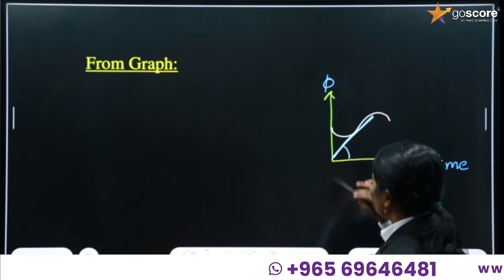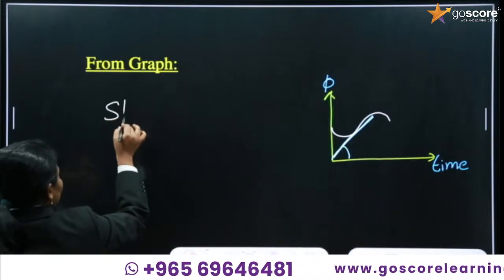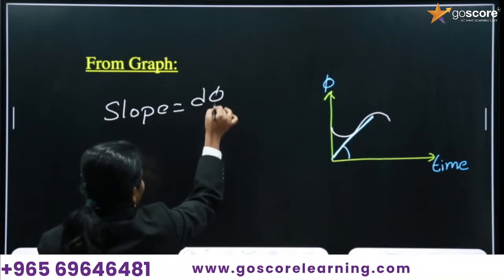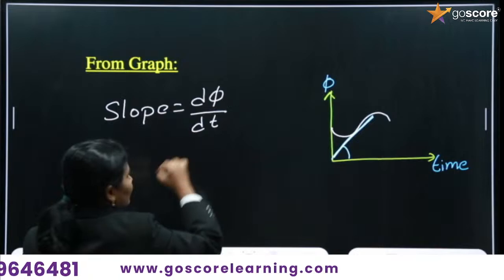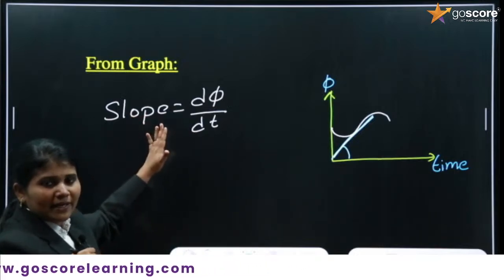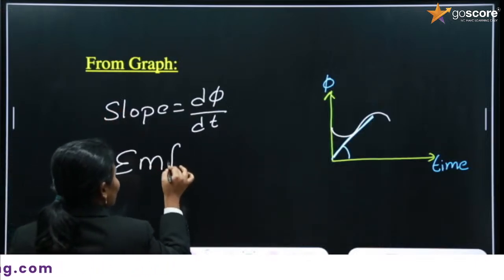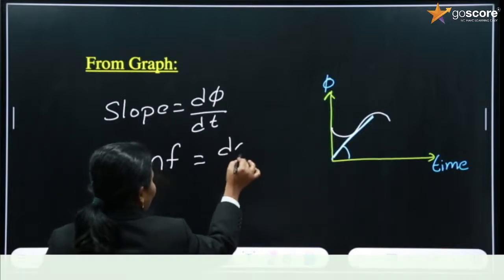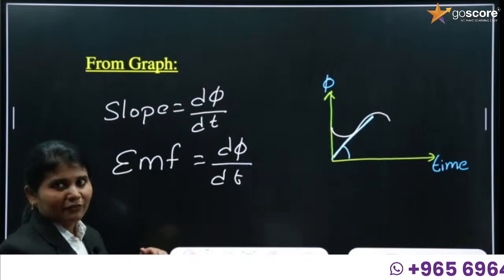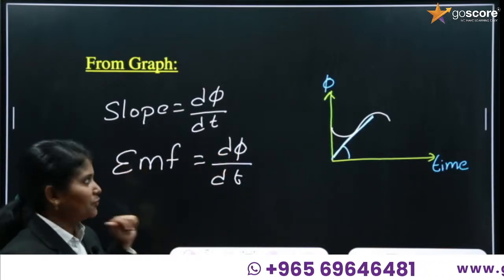What is the slope equation, guys? Slope is equal to d phi by dt. This slope we call the EMF here. We know that the rate of change in flux is equal to the EMF. So from the graph we will find out the EMF value.